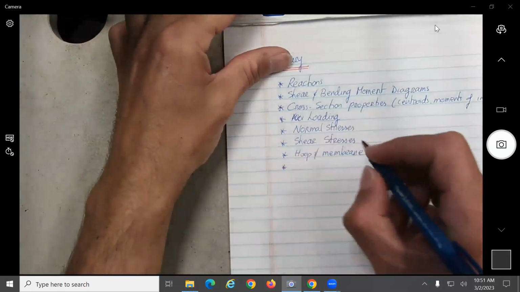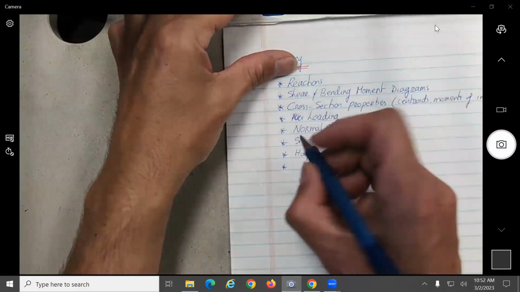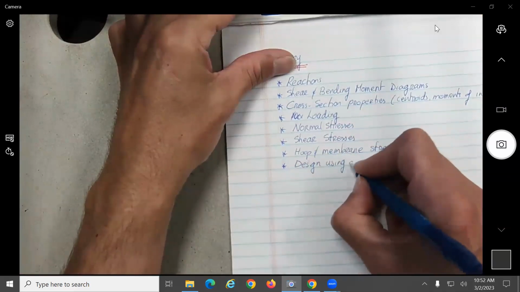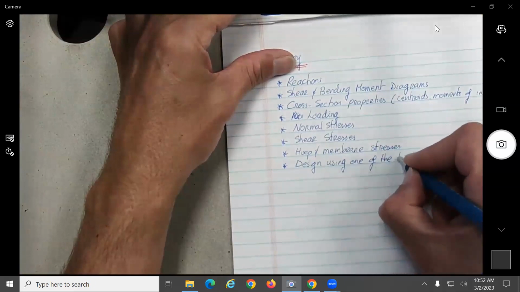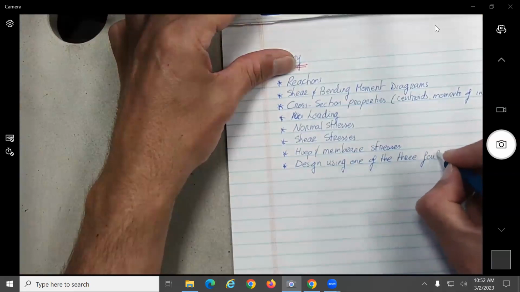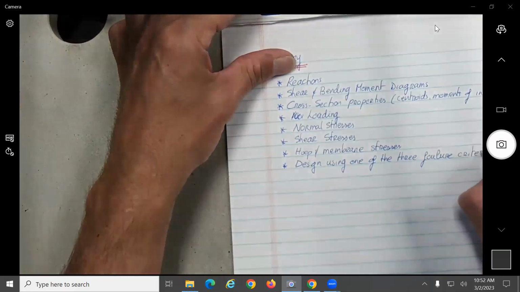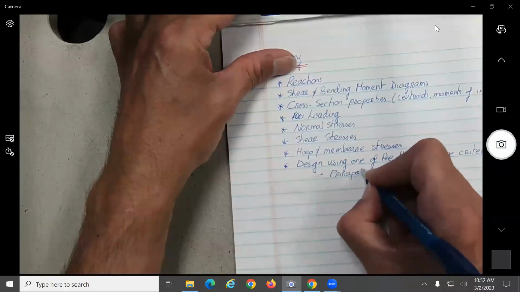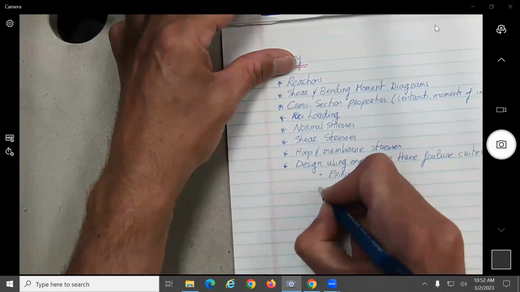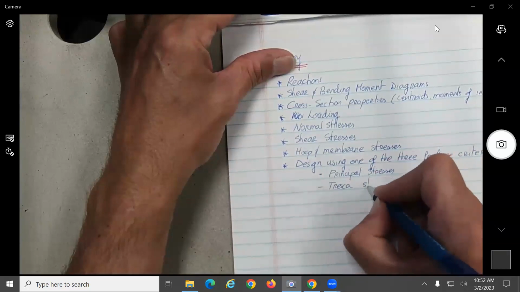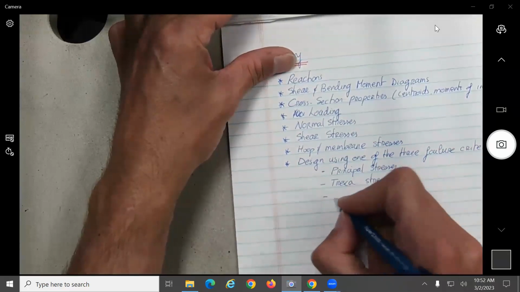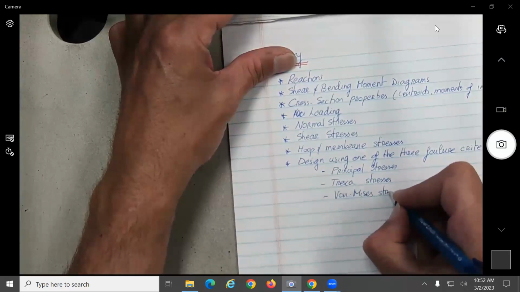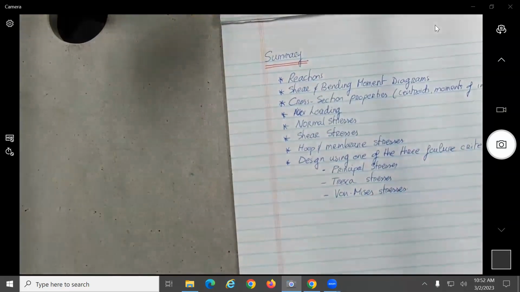Okay, and we also, let's say you should be able to do some basic design using one of the three failure criteria, which are principal stresses, shear stresses, or von Mises stresses.